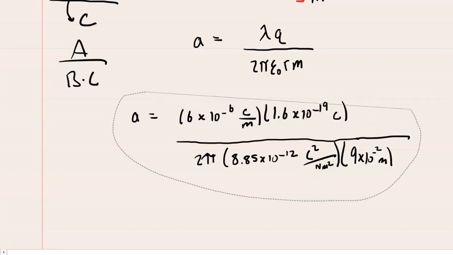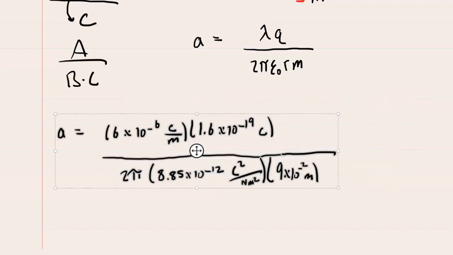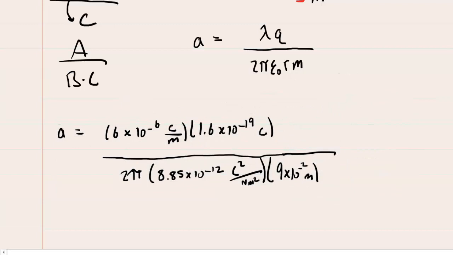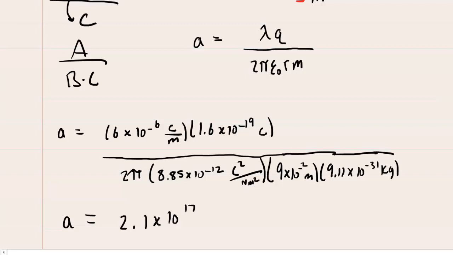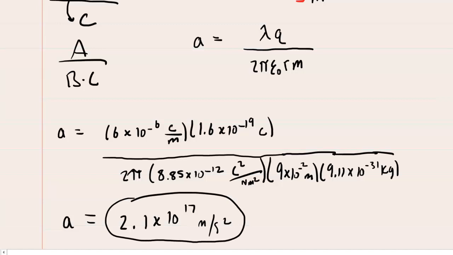We're going to need to make some room here. The mass of an electron can be looked up in the back of your textbook, and that is 9.11 times 10 to the minus 31 kilograms. All right, so carefully plug that in your calculator, and you would get about 2.1 times 10 to the power of 17. This is acceleration, so it's meters per second squared. And that would be the electron's initial acceleration when it is released.